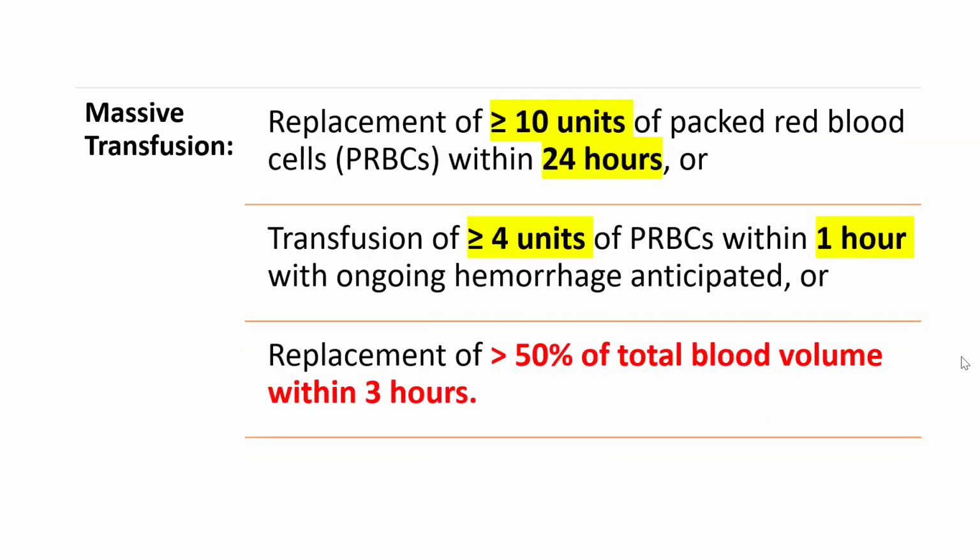Okay, this is another important slide that you need to remember. This is something they will ask you if you are coming to Viva. You have to mutter it out like a parrot. You have to tell these three things. They'll expect you to tell this: replacement of more than or equal to 10 units of PRBCs within 24 hours, transfusion of more than 4 units of PRBCs in 1 hour, or replacement of more than 50% of total blood volume in 3 hours. This is one of the major reasons why there is no universal definition.